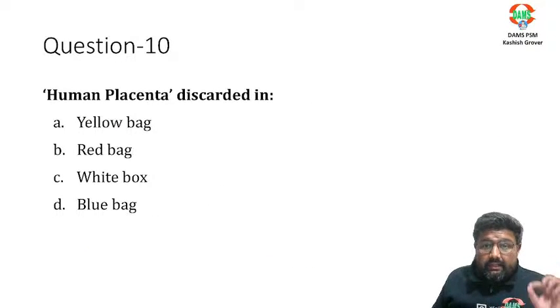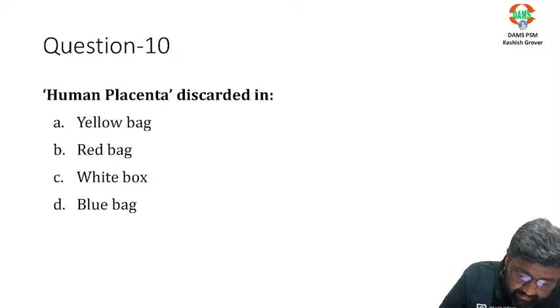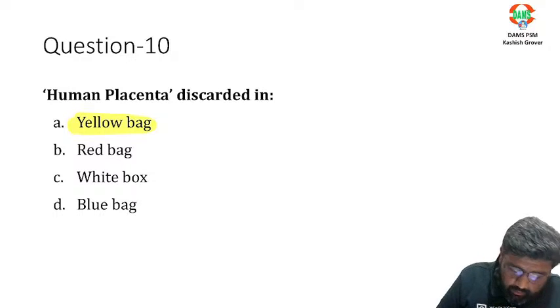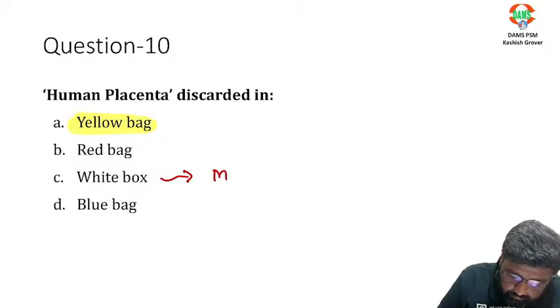Human placenta is discarded in yellow bag. Human placenta is discarded in yellow bag. In white, sharp metallic waste.